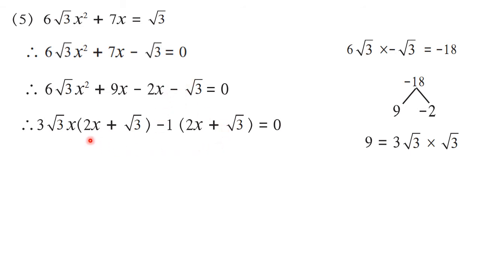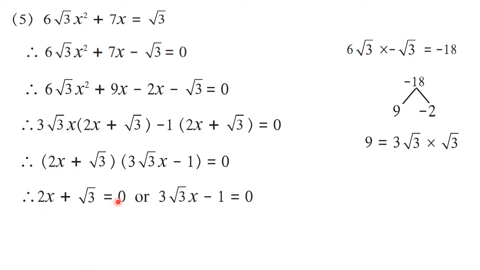Okay. Now here you can take out this bracket common. That means 2x plus root 3. And in another bracket we will get 3 root 3x minus 1. So we got two factors for this particular polynomial. Okay. The two factors are 2x plus root 3 and 3 root 3x minus 1. So after this step we have to go for either or. So we will write down here 2x plus root 3 is equal to 0 or 3 root 3x minus 1 is equal to 0.